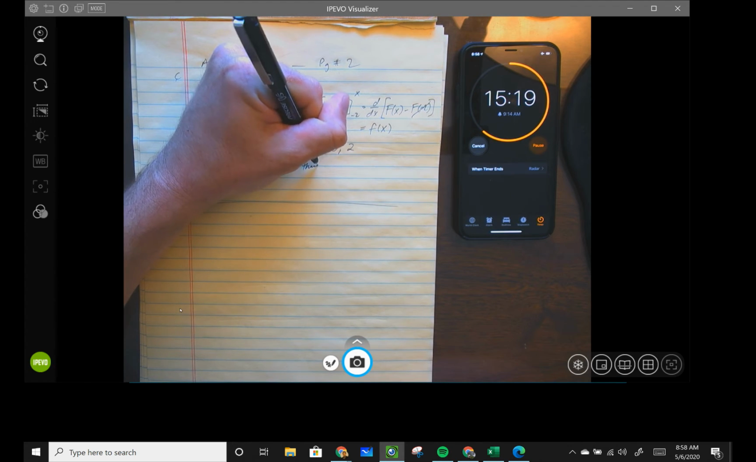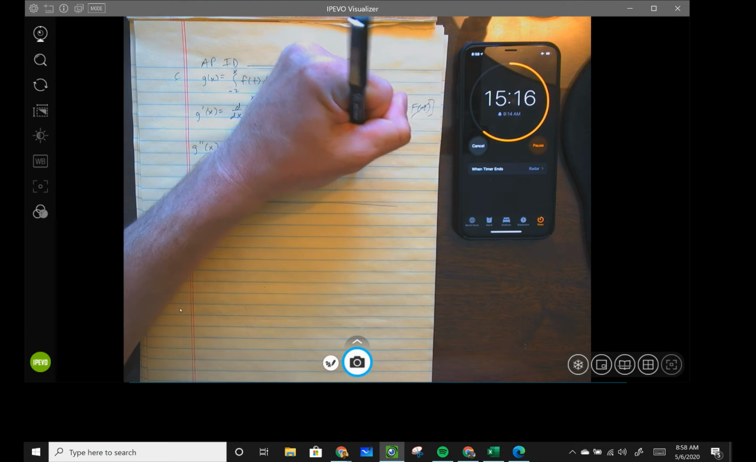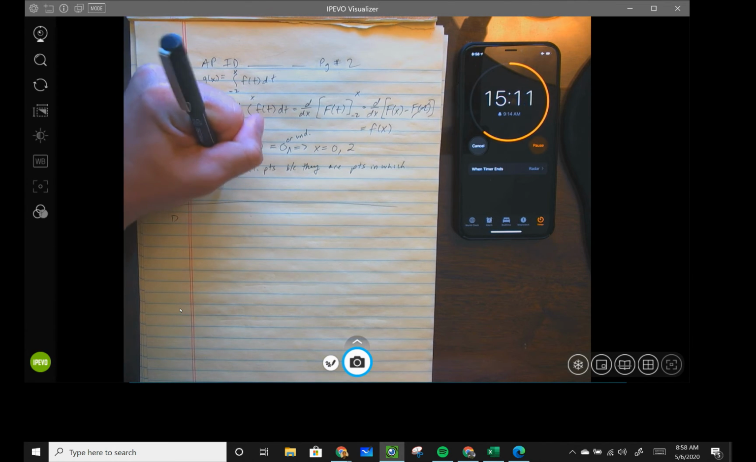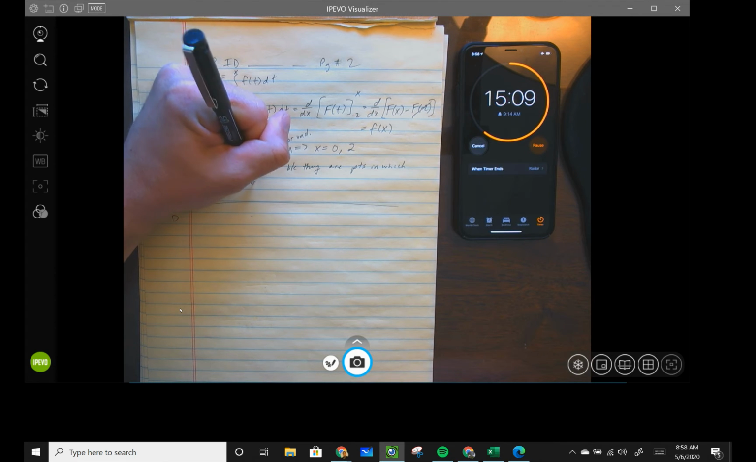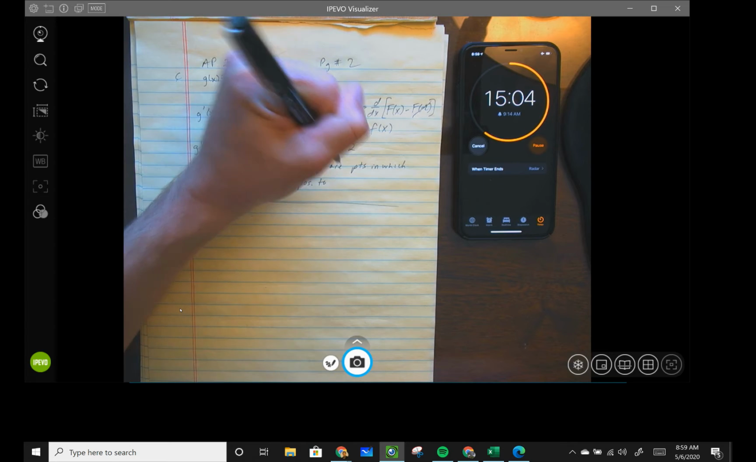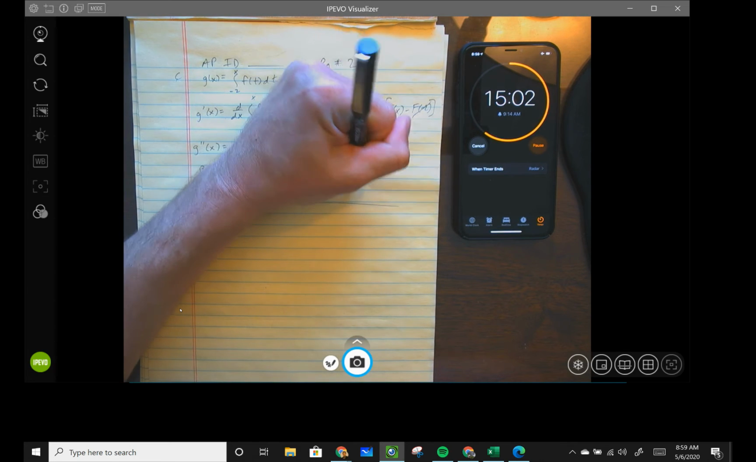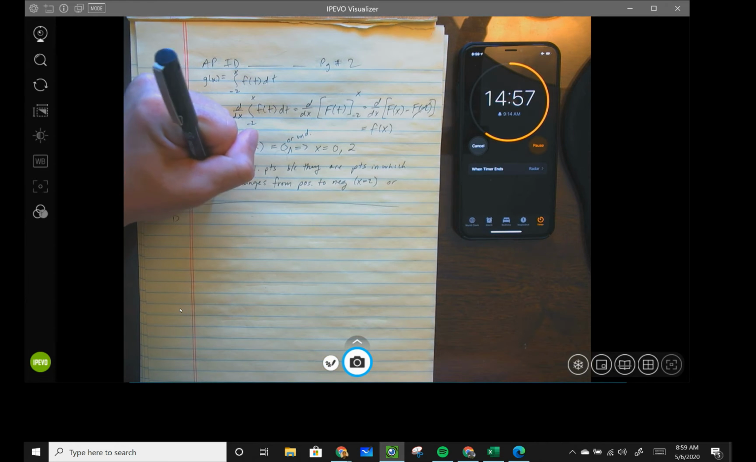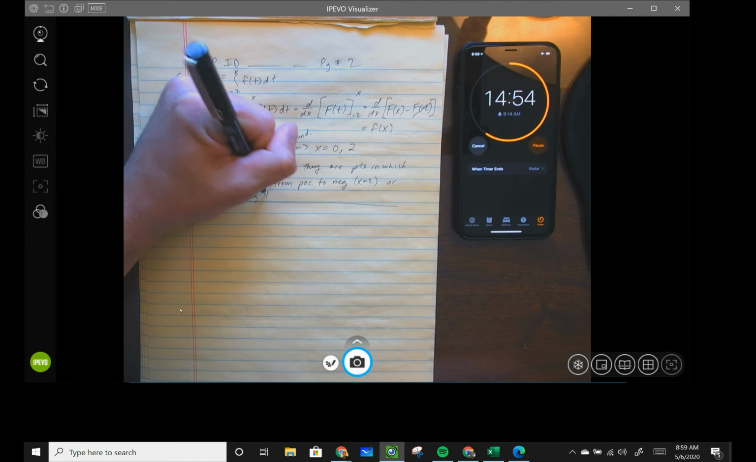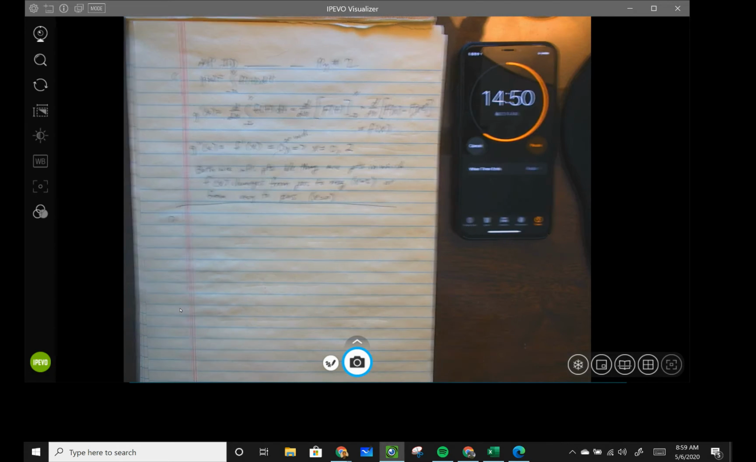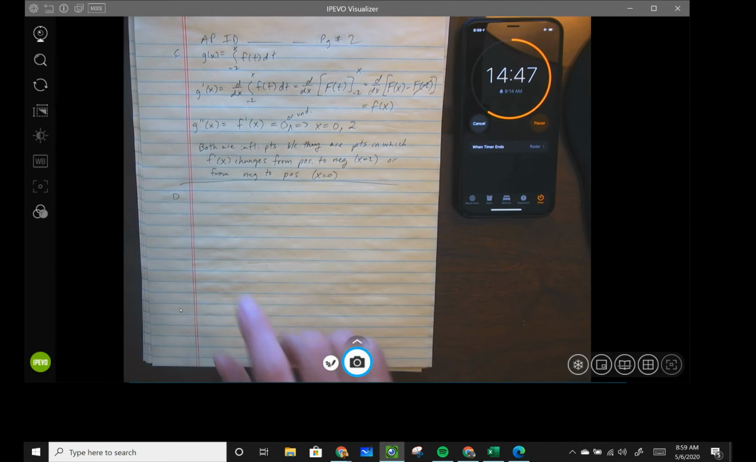Because they are points in which f prime of x changes from positive to negative. That's when x equals 2. Or from negative to positive. That's when x equals 0. I think that's enough. I'm going to come back to it and try to tidy it up if I can later, maybe. Part D.